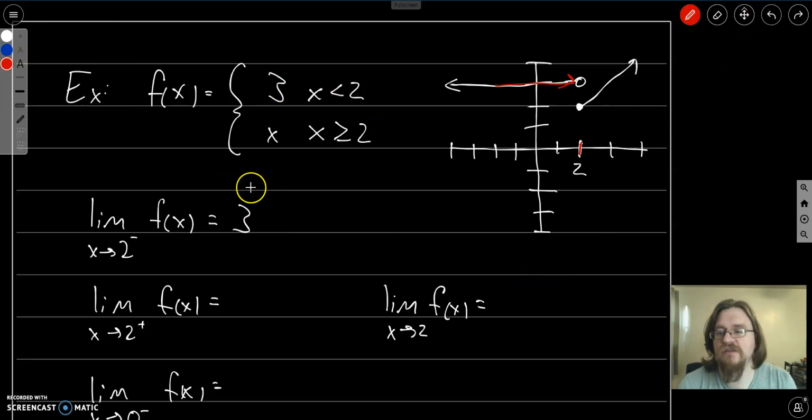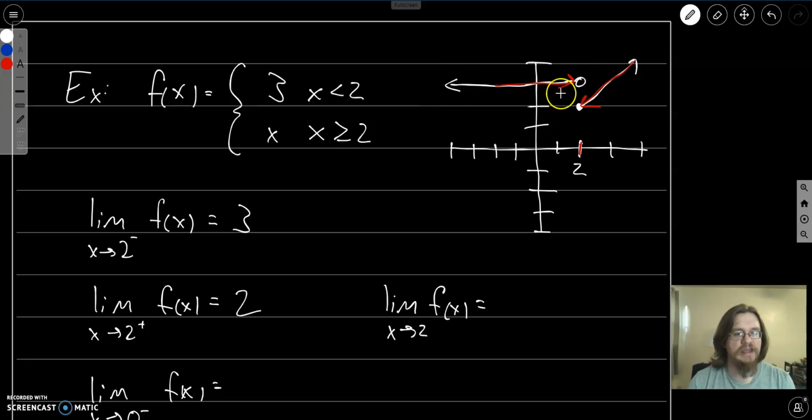If we approach 2 from the right-hand side, however, here's the line. As we get closer and closer to 2, we're coming down here, and we're getting closer and closer to this height, which is at height 2. So as we come in from the left, we come in a little bit high, and as we come in from the right, we're coming in a little bit lower. So we have a different limit as we come in from the left and from the right. So what this means is that this limit doesn't equal anything. This limit does not exist.